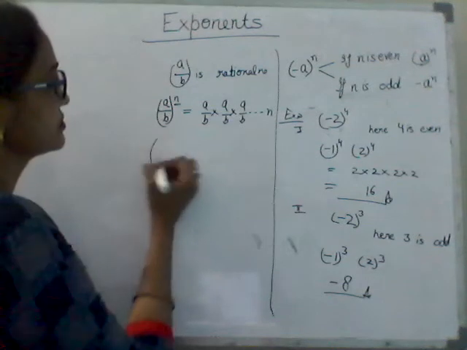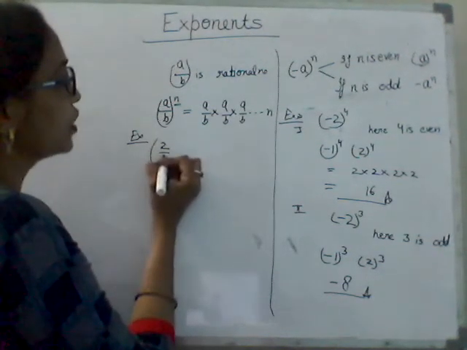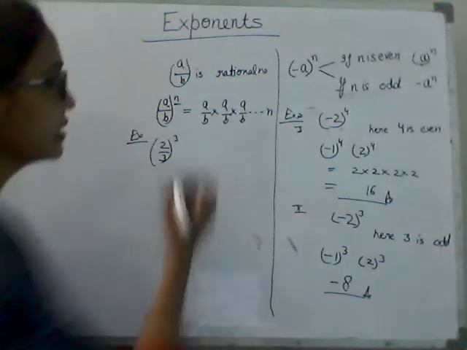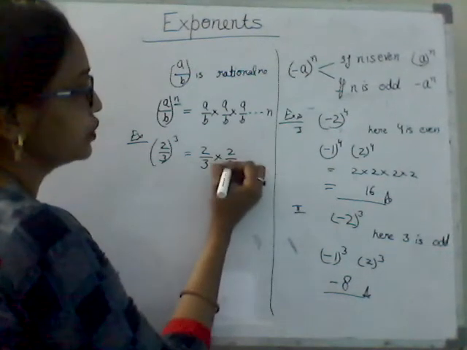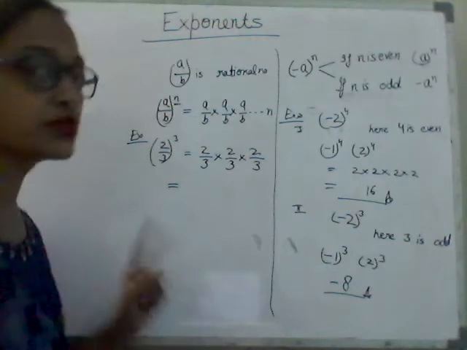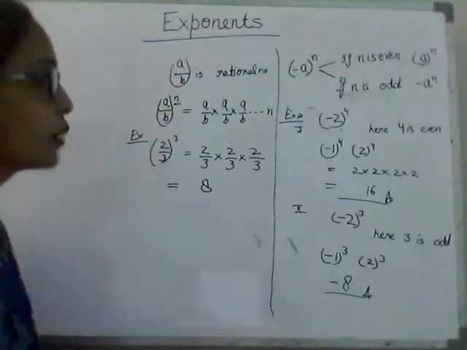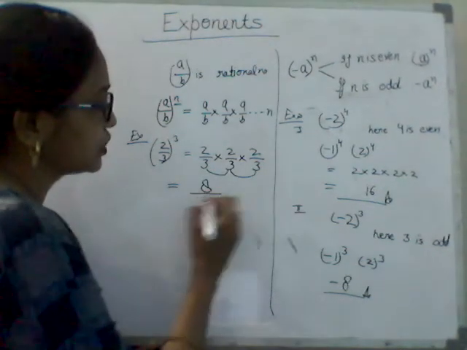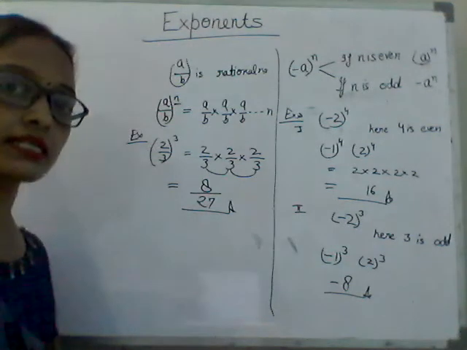Let us take an example: (2/3) to the power 3. Here n is 3, that means the rational number 2 upon 3 multiplied by 2 upon 3 multiplied by 2 upon 3. Now we get 2, 4, 8. 8 is the numerator, and in the denominator 3 times 3 is 9 and 9 times 3 is 27. Now we get the answer 8 upon 27.